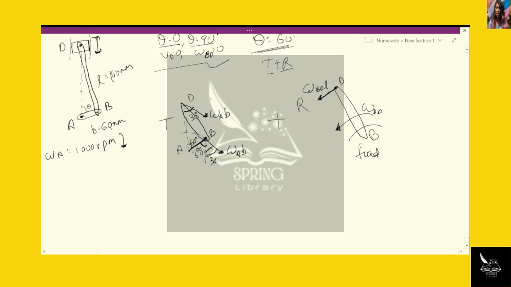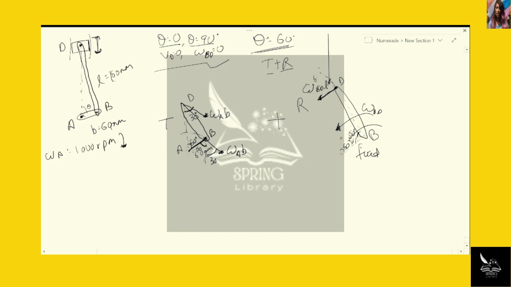This angle was 60. So what is the angle of rod BD from the vertical or horizontal? If this angle was 60, this angle has to be 30, then this angle has to be 60. So it's 60 degrees from the horizontal, our rod BD. So let's just continue. This angle is 60.